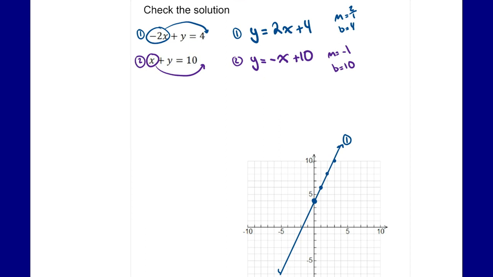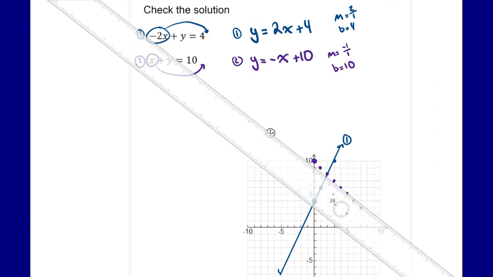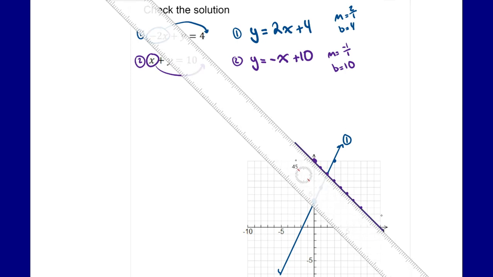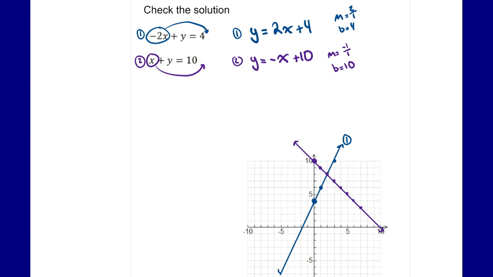For line 2, it's plus 10, but my slope, or my multiplier, is negative 1, or negative 1 over 1, so that means I go down 1 over 1, down 1 over 1. Continue the pattern, and we can see where they cross. We can see where they cross is right here. So that is going to be my point of intersection. That is going to be the solution for this linear system. So the point of intersection is the point (2, 8).